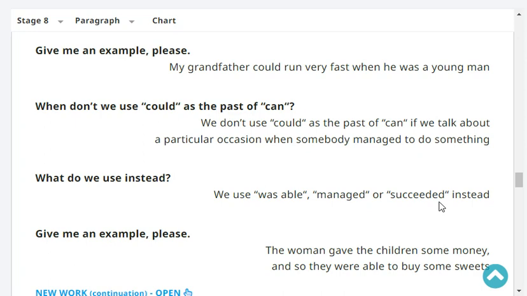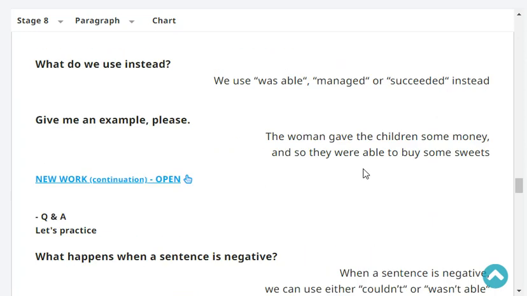When don't we use could as the past of can? We don't use could as the past of can if we talk about a particular occasion when somebody managed to do something. Very good. What do we use instead? We use was able, manage, or succeeded instead. Very good.